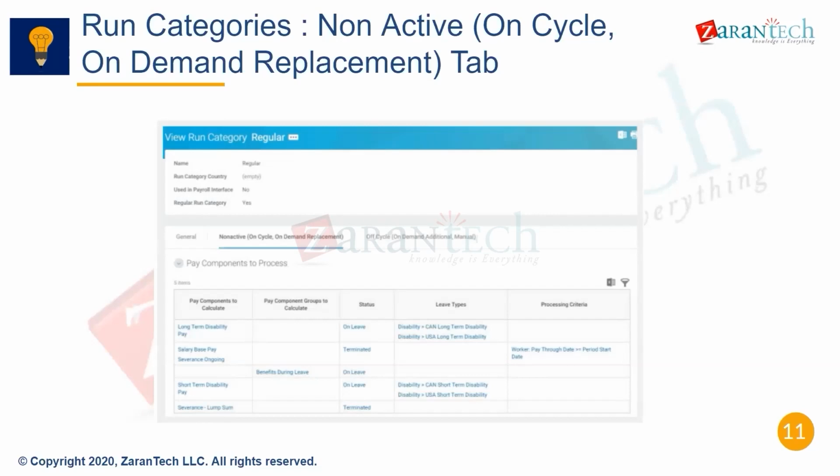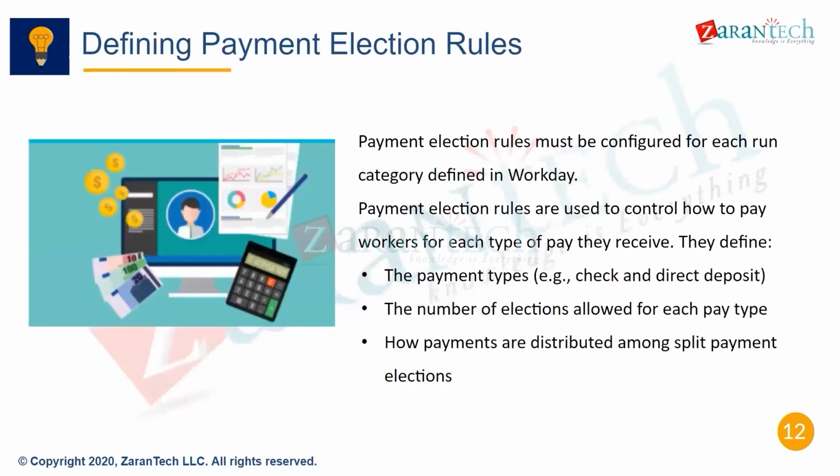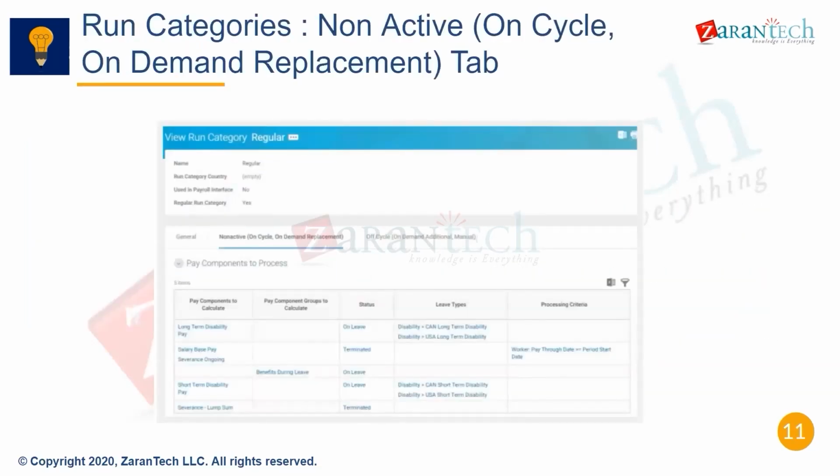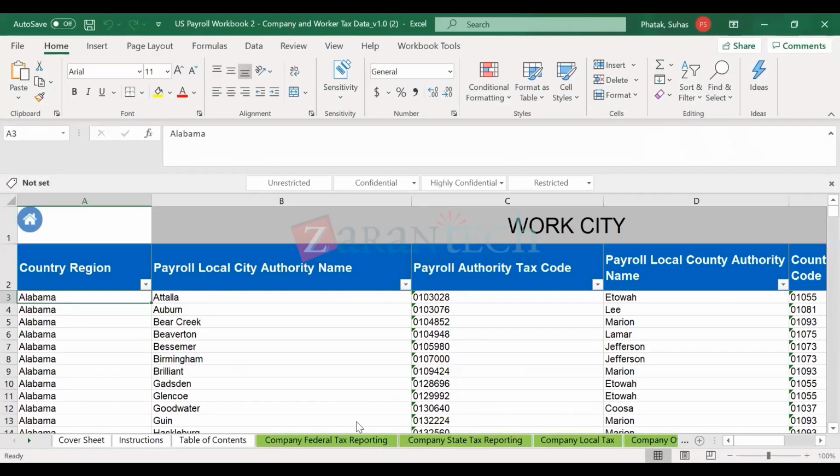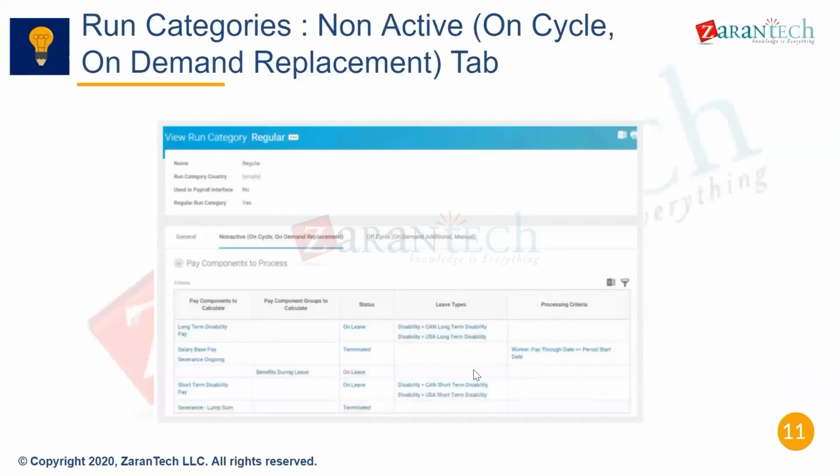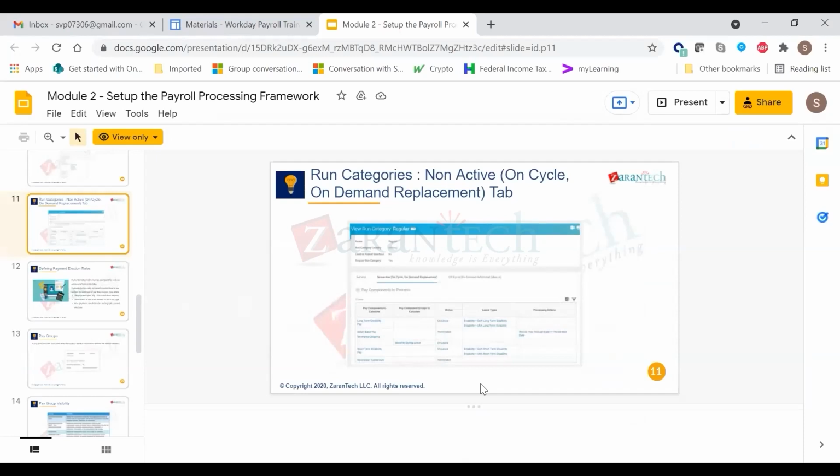Okay. So I hope on the run category we are clear now. Any doubt or anything which is unclear? And as I said, just try to get it conceptually. When you start practicing in the tenant, you will learn more about it.